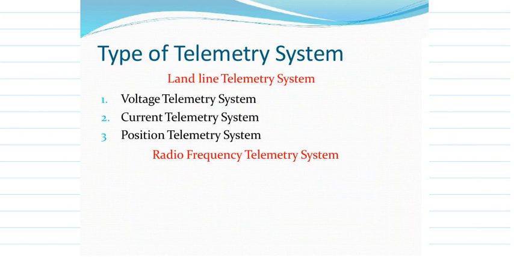Then, types of telemetry systems based on the signal concept. The first one is landline telemetry. The second one is radio frequency telemetry. In landline telemetry, there are three things. The first one is voltage, where my signal is in terms of voltage. Then my signal is in terms of current.